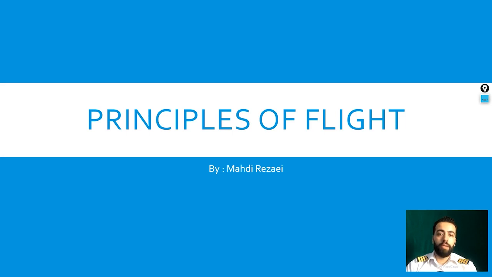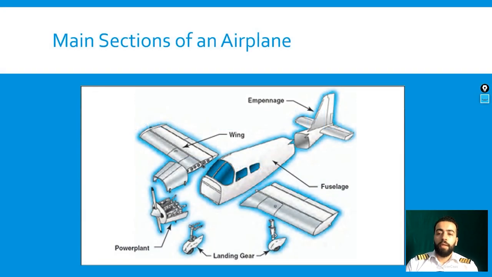Today is our very first lesson about principles of flight, and we are going to identify the main parts of an aircraft. Although they look different, we have different types of aircraft, but they pretty much share the same items. We have 5 main parts in an aircraft.